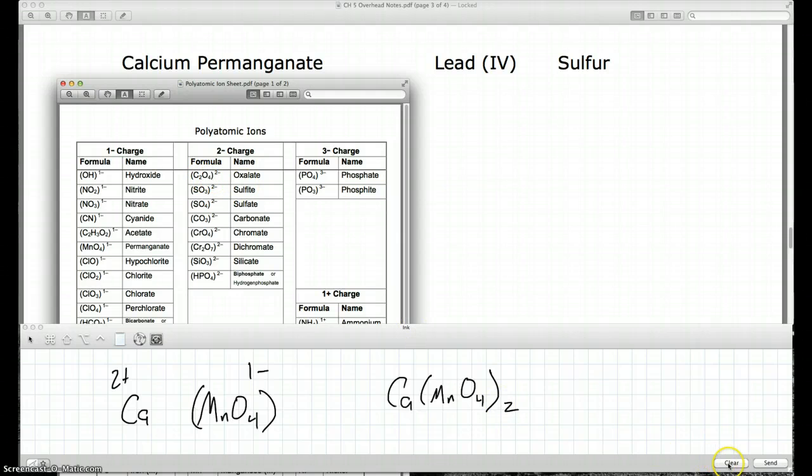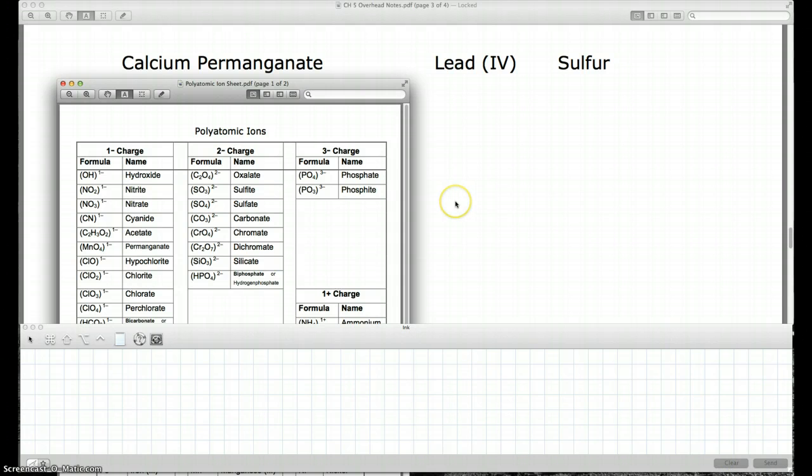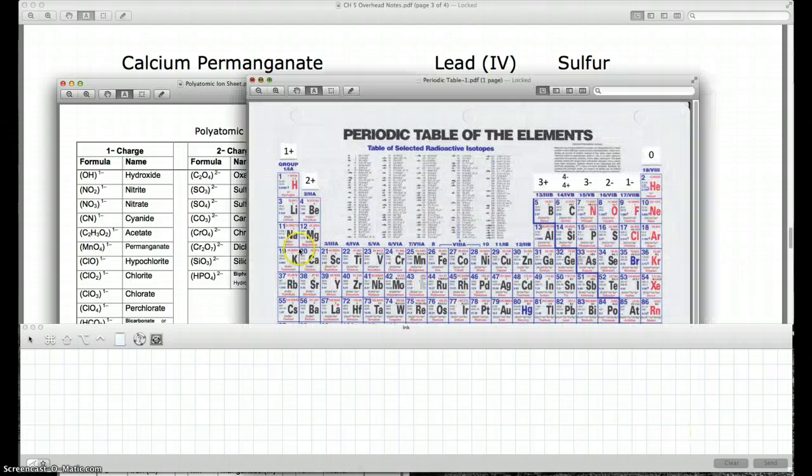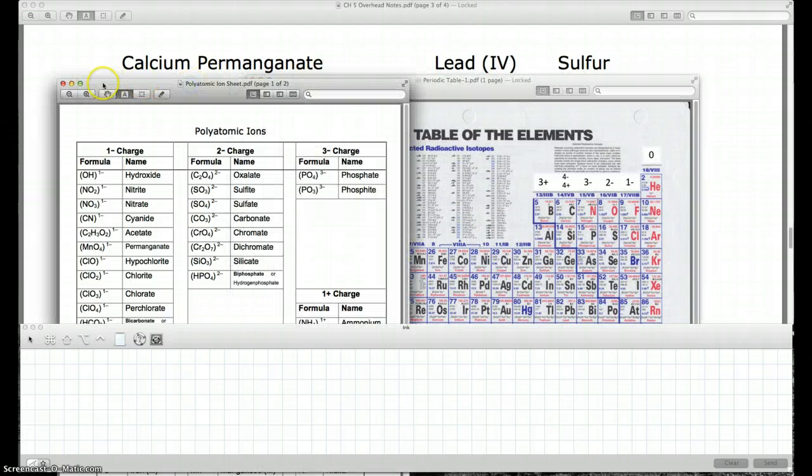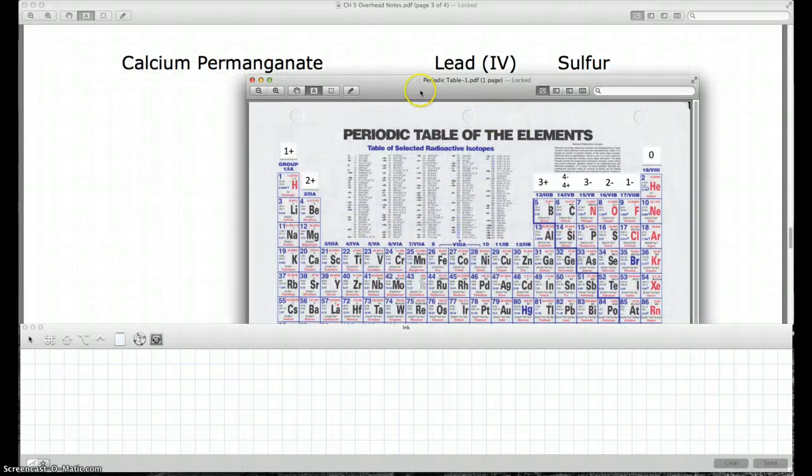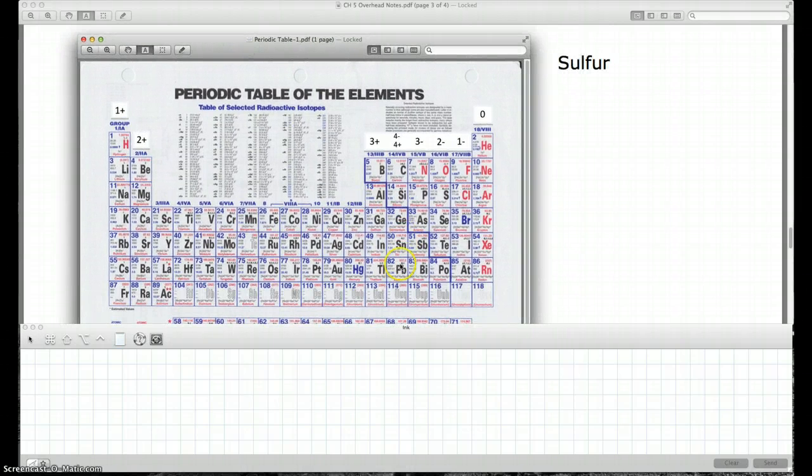Okay, the last example here. And this one looks a little different. Lead 4. Bring up the periodic table here. If you notice where lead is on the periodic table, lead is right here. And if you remember, I said that a lot of the metals underneath the stairway and the metals in the D block, they don't follow the octet rule. So lead actually has a couple different versions.